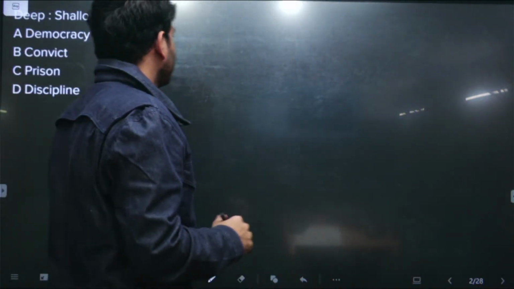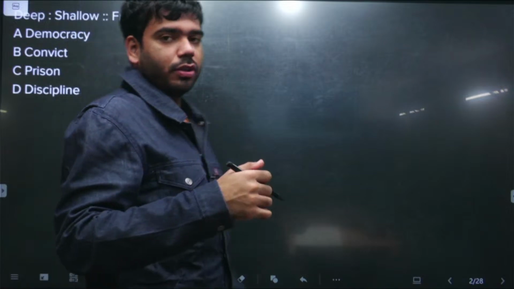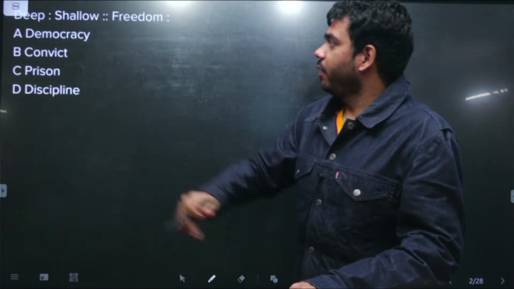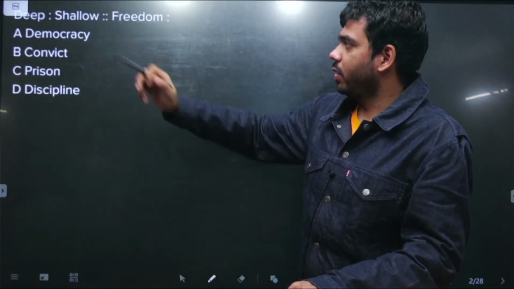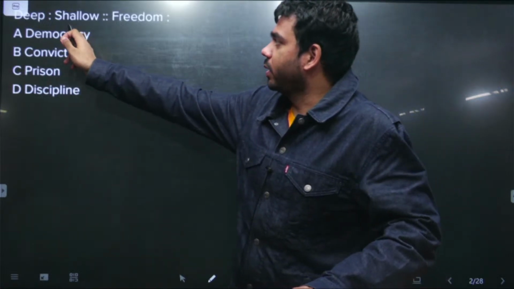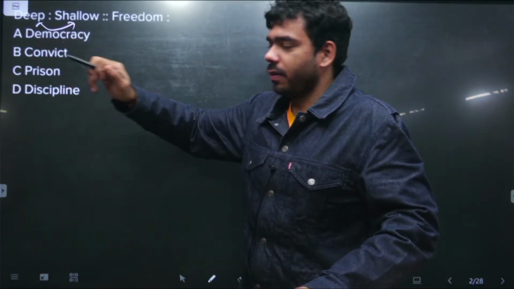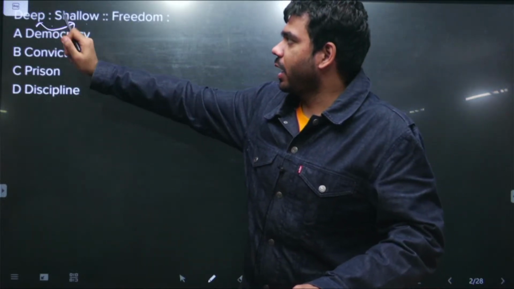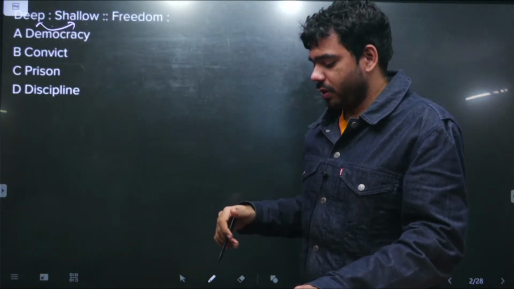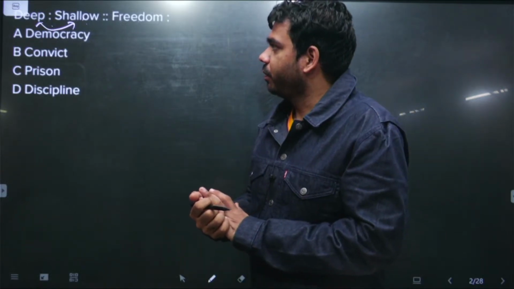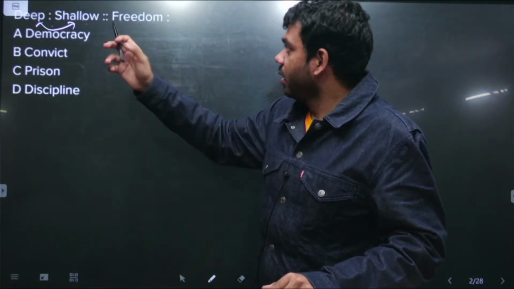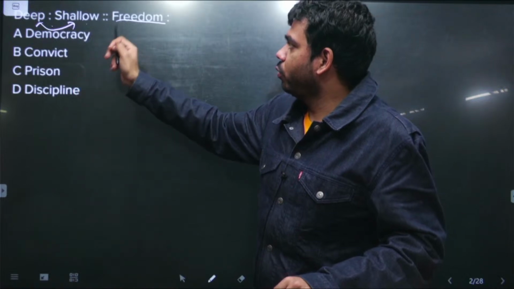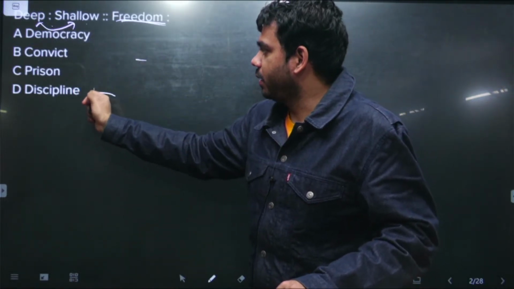So this is the next question. This is a very simple question of reasoning. The question is saying if deep is to shallow, then freedom is to what? Deep is to shallow, meaning deep is gehra, shallow is chichla. So deep is to shallow means these two words are antonyms of each other. These are opposite to each other. So the opposite of freedom here, the closest thing, will be discipline.